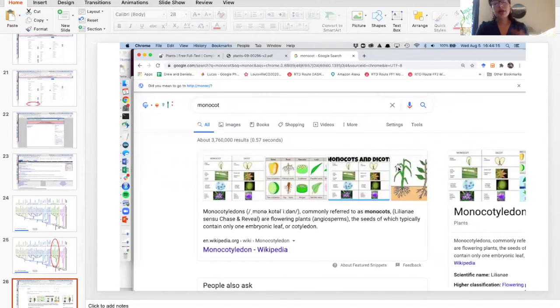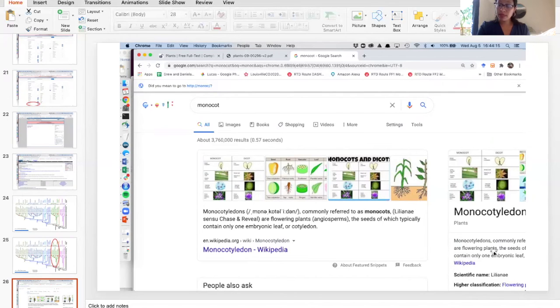So now I want to remember more about monocots. So I Google monocot, and this is what I get. So monocotyledons, referred to as monocots, are flowering plants, again, angiosperms, and the seed typically contains one embryonic leaf or one cotyledon, right? That's why they are monocots, one cot from cotyledon. And this is the Wikipedia site.